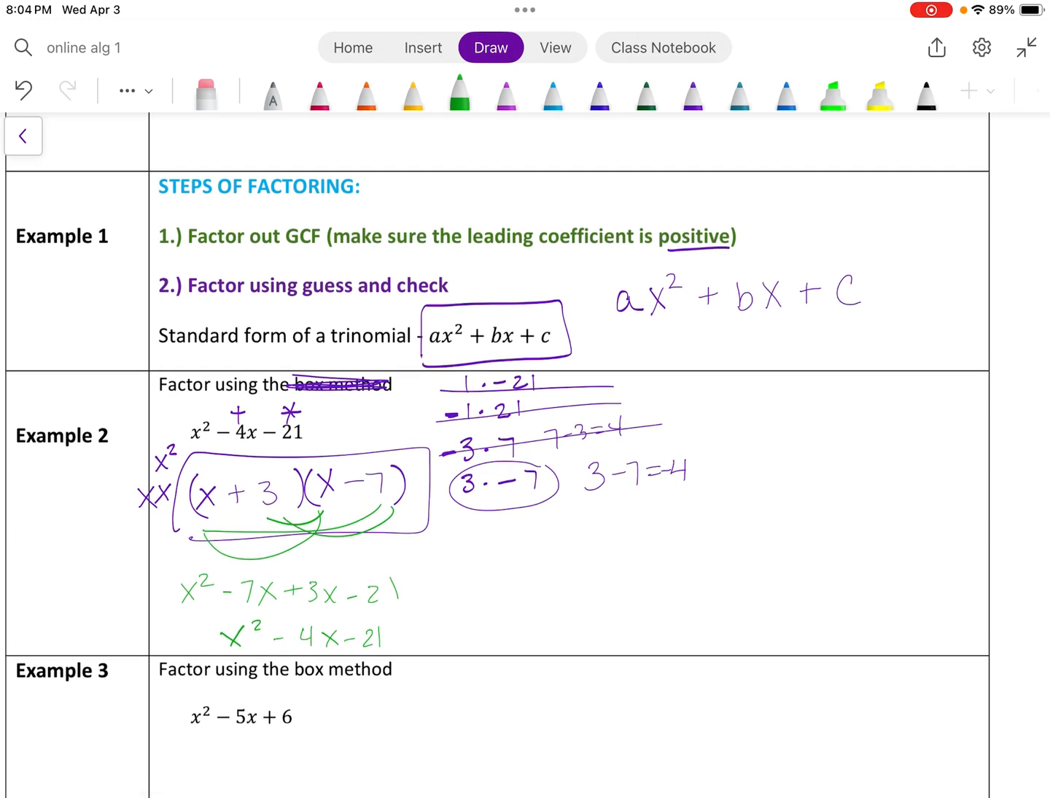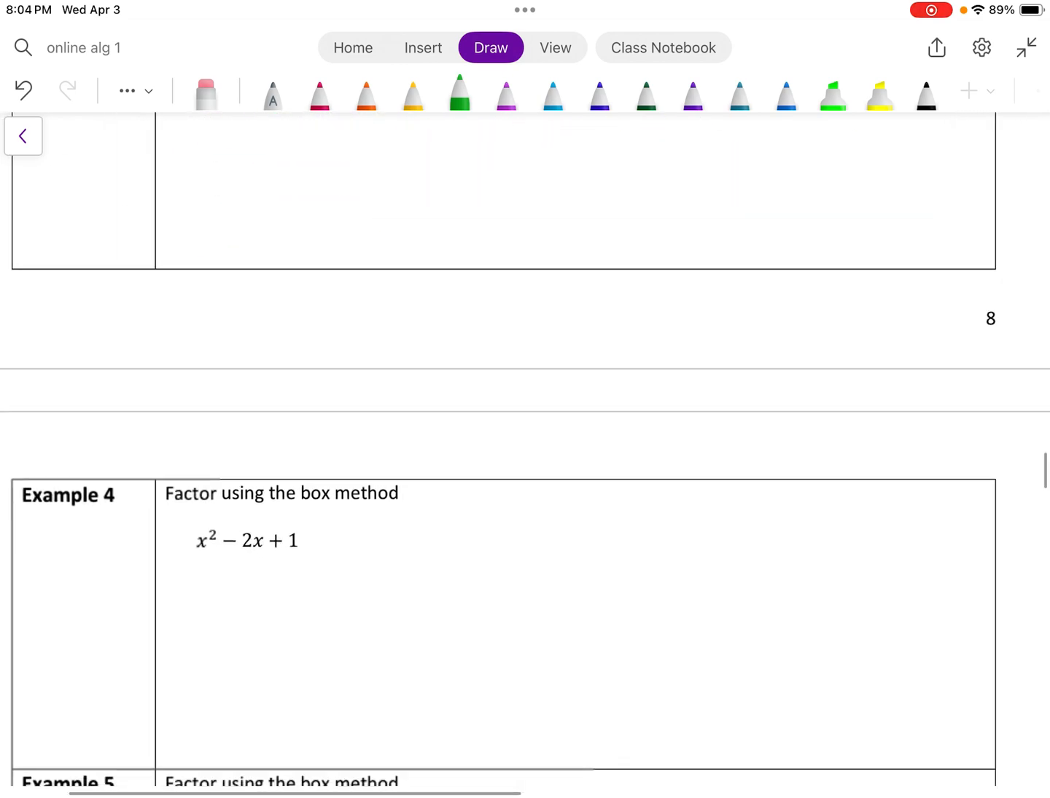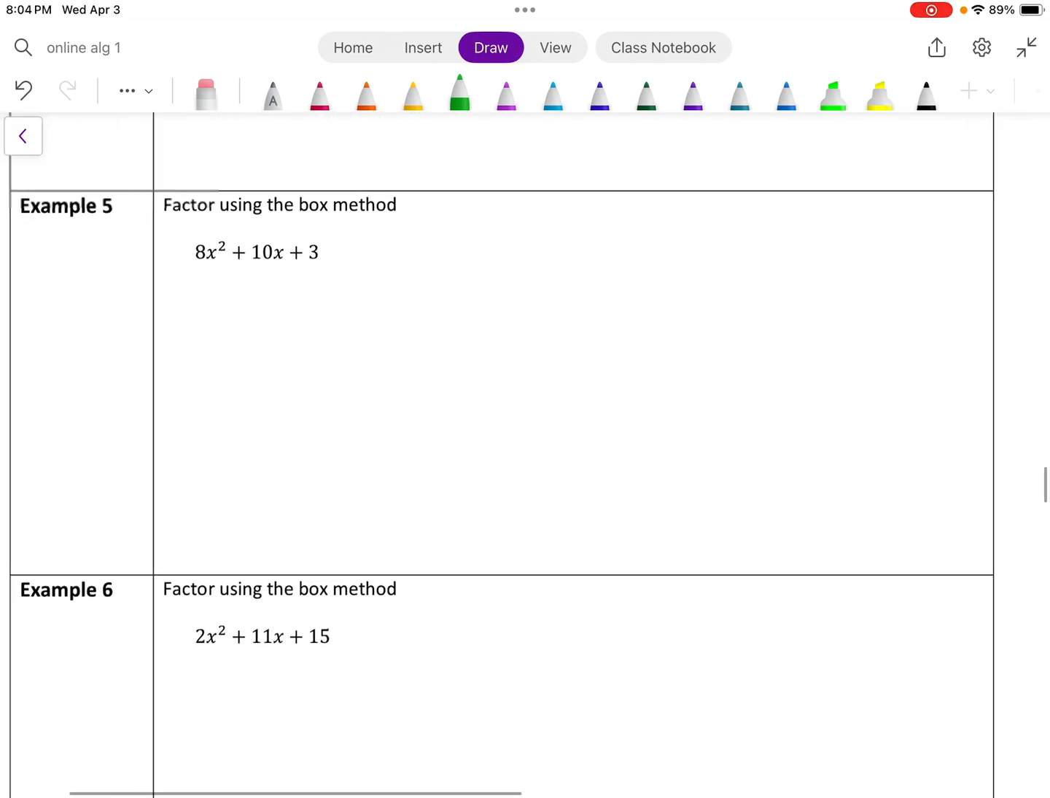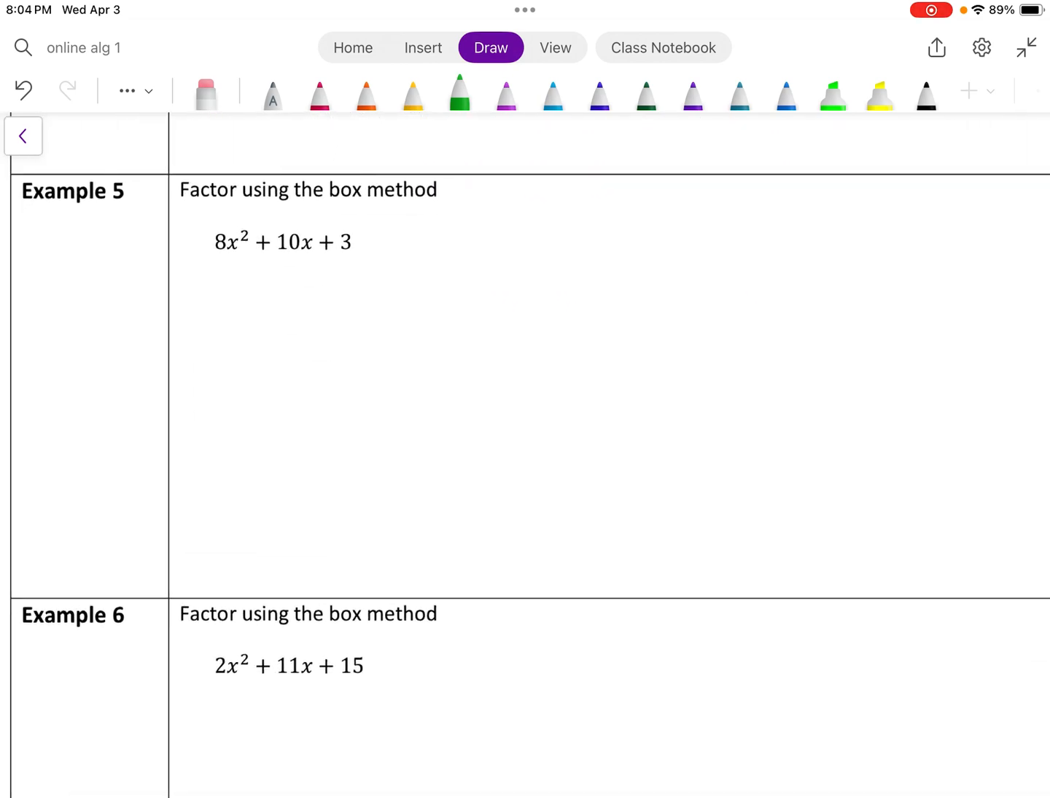Here's the thing. This problem has an a value of 1. So when the a value is 1, the process has a limited number of options because all we're thinking about is multiplying to be that c value. Sometimes we have problems where the a value isn't 1, like this problem here. And when the a value isn't 1, it increases the number of options that we have.